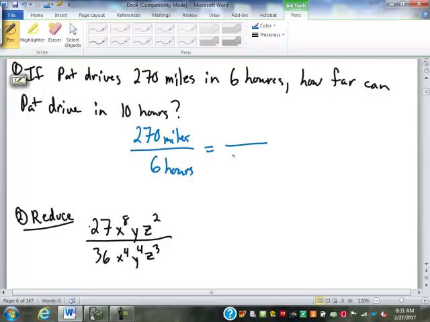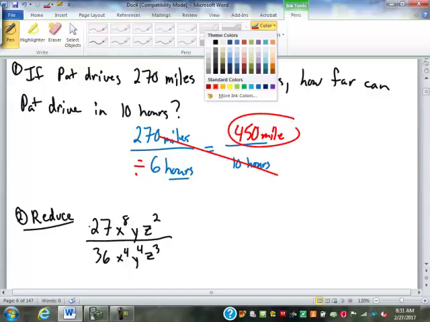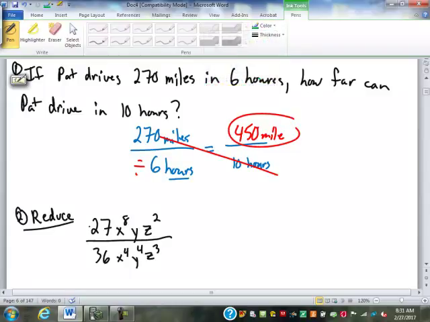How far can Pat drive in 10 hours? Was the hours going to go on top or bottom over here? On bottom, because we've got hours on bottom on the other side. Remember, we have to maintain those relationships. The units have to stay the same. So now we cross multiply and divide, and we get 450 miles. Good. So in 10 hours, Pat will drive 450 miles.